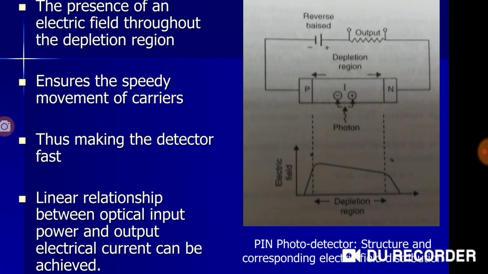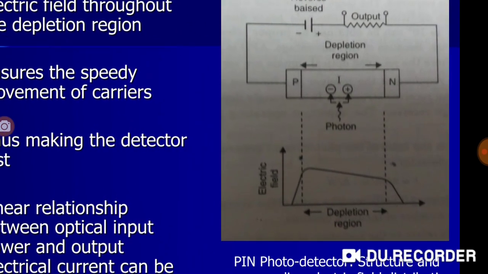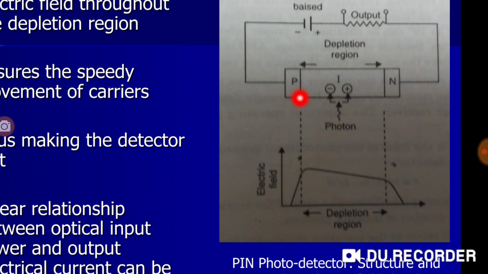Now if you look at this structure, this is the heavily doped P and N, and this is the intrinsic, which is a lightly doped N region. And obviously this covers almost the entire depletion region. So this is where the light is falling and is being captured. So we are saying the capture area is increasing basically.